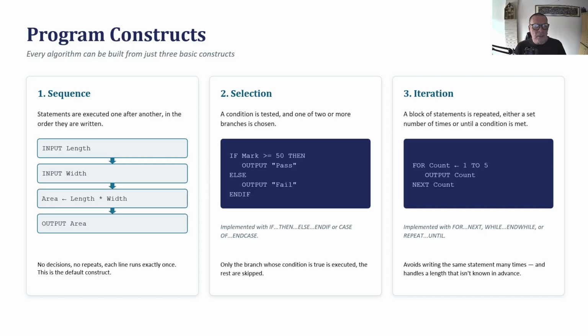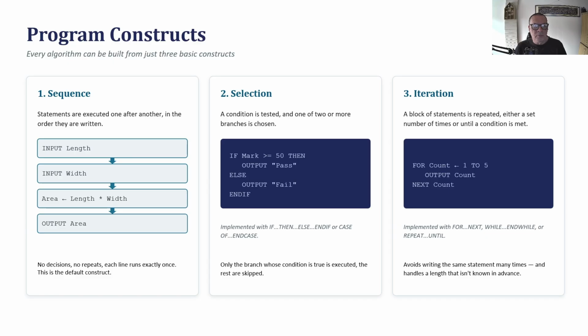And you can think of these like the building blocks of all programs. And they are sequence, selection, and iteration. In sequence, statements are just executed one after the other in the order they're written from the top down. So you can see there we just do input length, input width, and then we keep going down and down and down until we get to the last line that was written, and then it stops. The program or algorithm is finished.